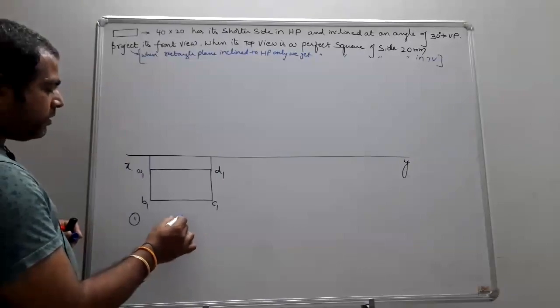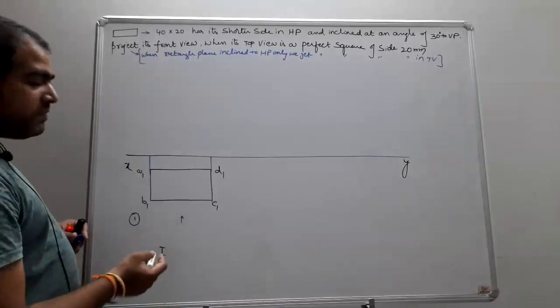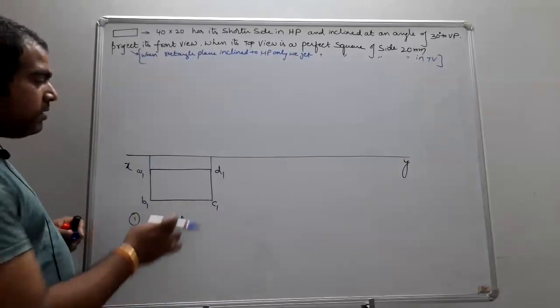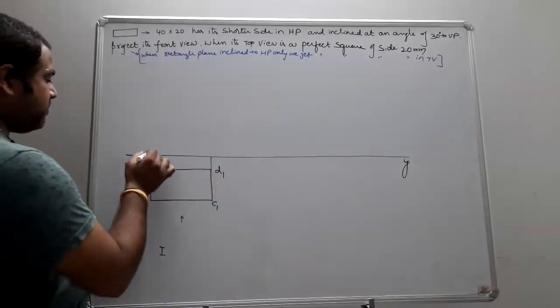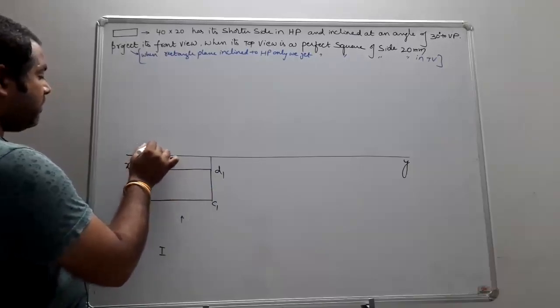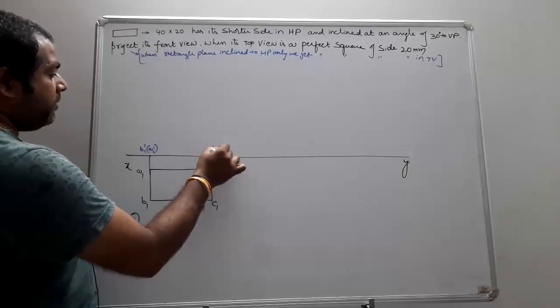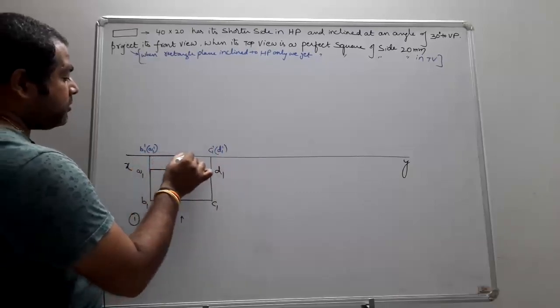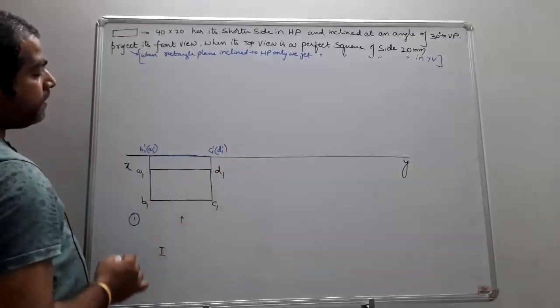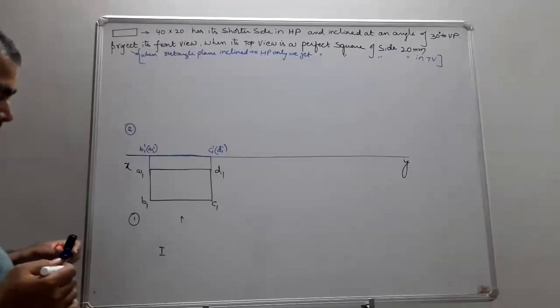Simply put your arrowhead like this for your reference. You can see which points are visible. B and C are visible, D is invisible. So this point becomes B1 dash of A1 dash. This becomes C1 dash of D1 dash. Now join this. So this was step two.